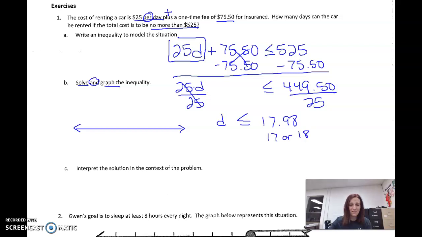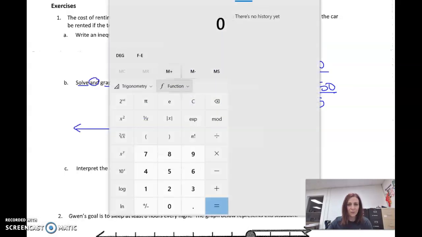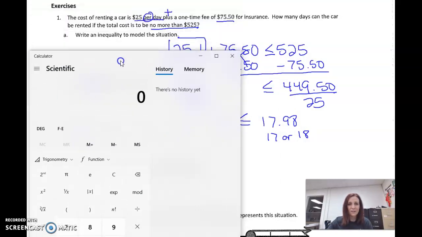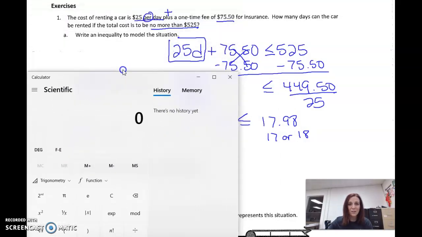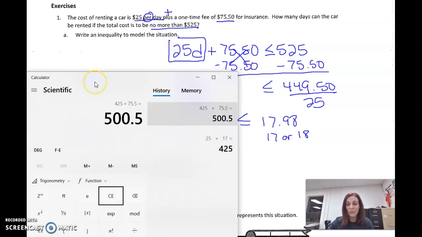So if I pull out my calculator here, there we go. Hopefully you guys can kind of see it. Okay, because what I'm going to do is I'm going to put 17 in for D right here. Okay, clear it out here. So I'm going to go 25 times 17 plus 75.50. And I get 500.50, so 500.50. That is less than or equal to 525. So 17 works. Now let's try 18.